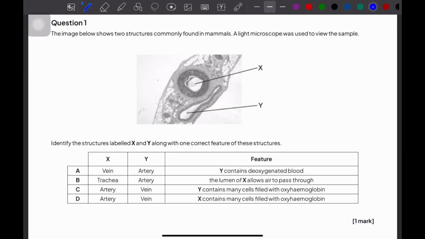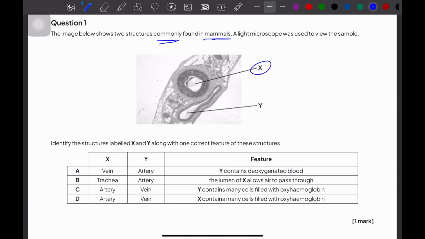Today we are going to have some tests about blood systems. So the first question is: the image below shows two structures commonly found in mammals. We should underline important keywords. A light microscope was used to view the sample. Identify the structure labeled X and Y, aligned with one correct feature of these structures.